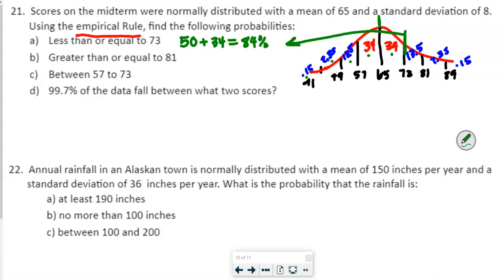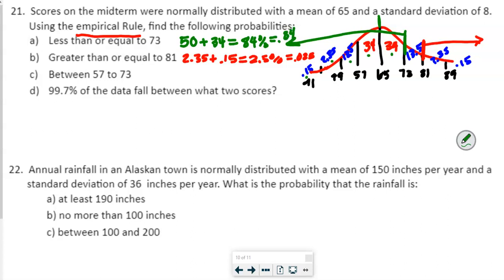Now the next one is greater than or equal to 81. So that's right here, okay? So that means we're going this way now, right? So we're going to add 2.35 plus 0.15, and that's going to be 2.5% again, or 0.025. This one would have been also equal to 0.84, okay?